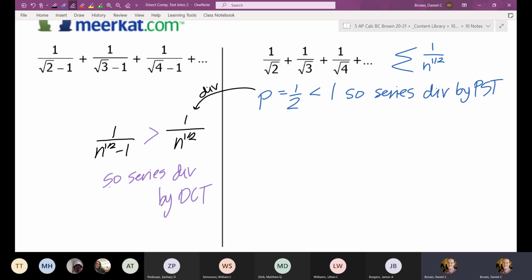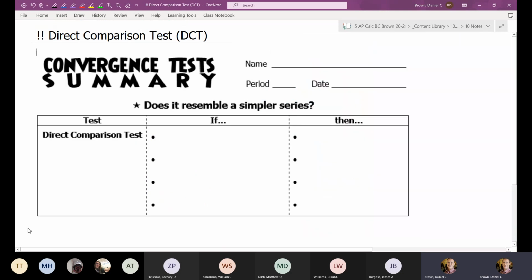I will say what some students have trouble with. I gave us 2 series. Most of the time, you're just going to have 1 series, and you'll have to come up with the one that's similar to it, which we'll, of course, look at examples like that. Let's go ahead and formalize it, though. The direct comparison test.